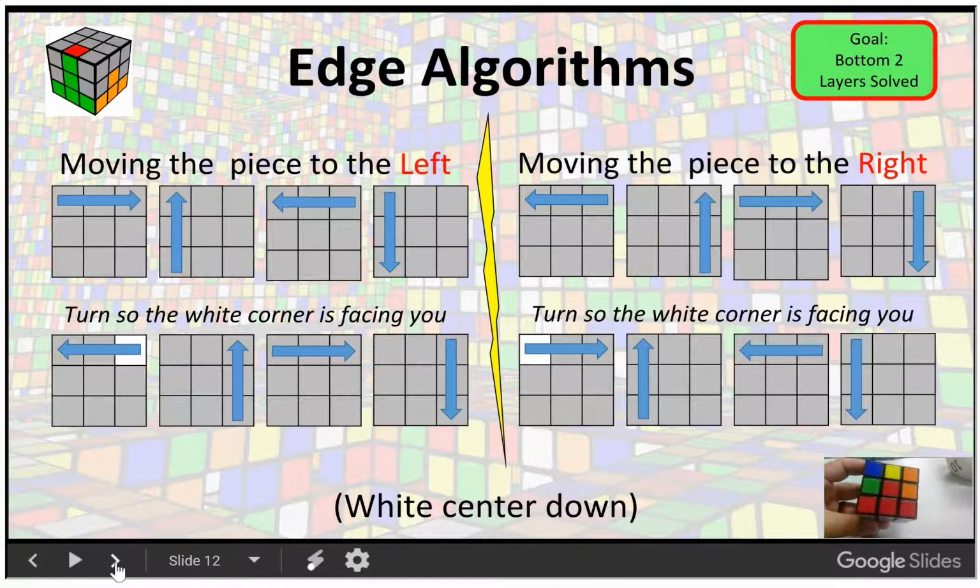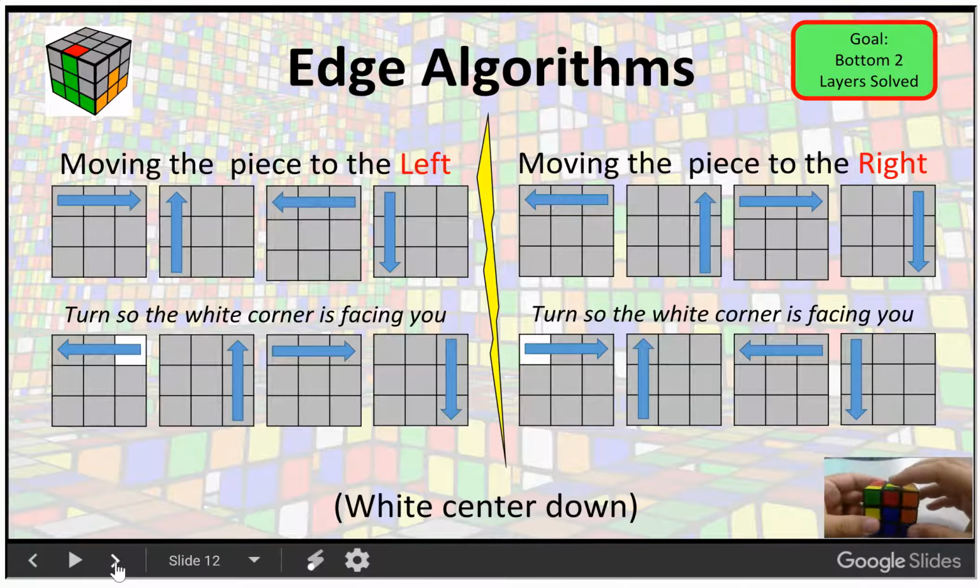Edge algorithms. So this is one of the confusing ones because I have two different algorithms, and they're the same, except they're mirrored from one another. So if I'm moving the piece to the left, I have to do it one way. If I'm moving it to the right, I do the opposite. So it's the same algorithm, they're just mirrored.